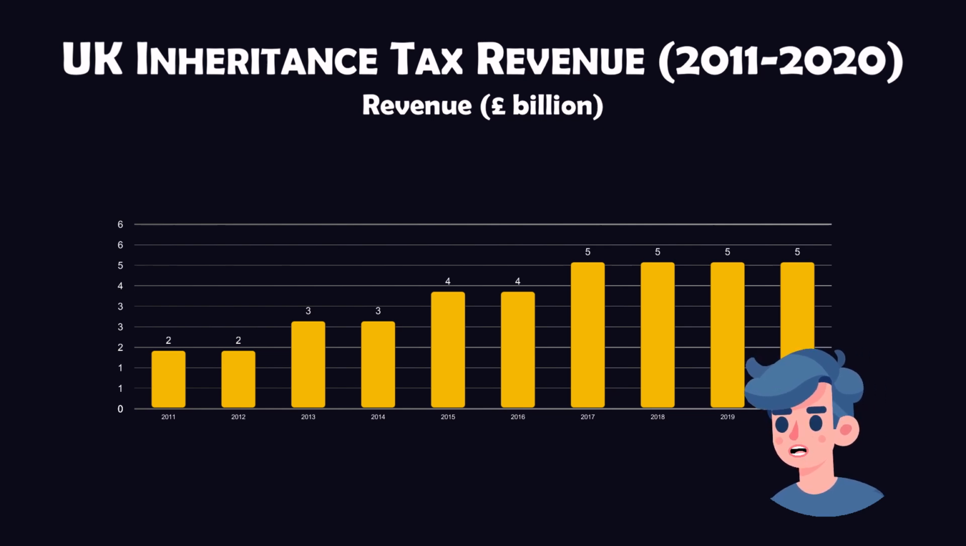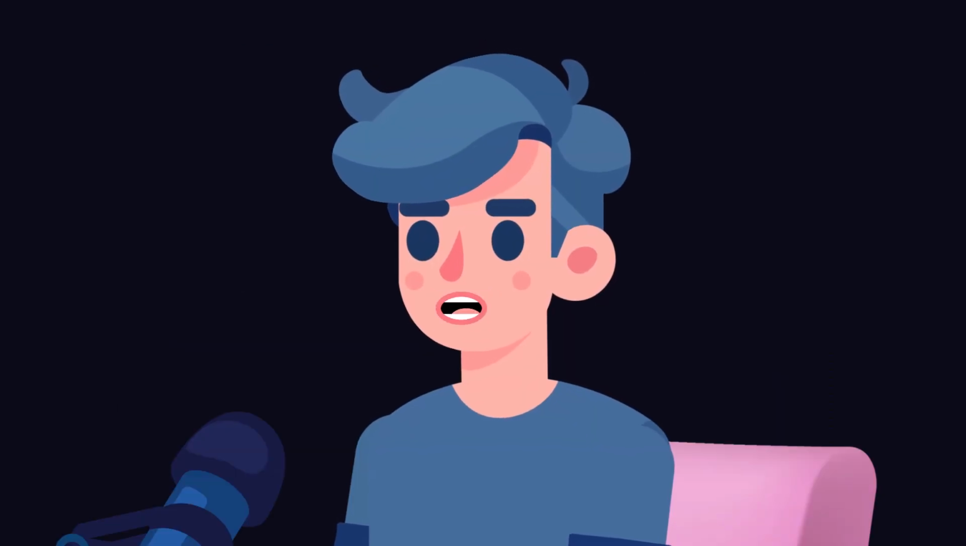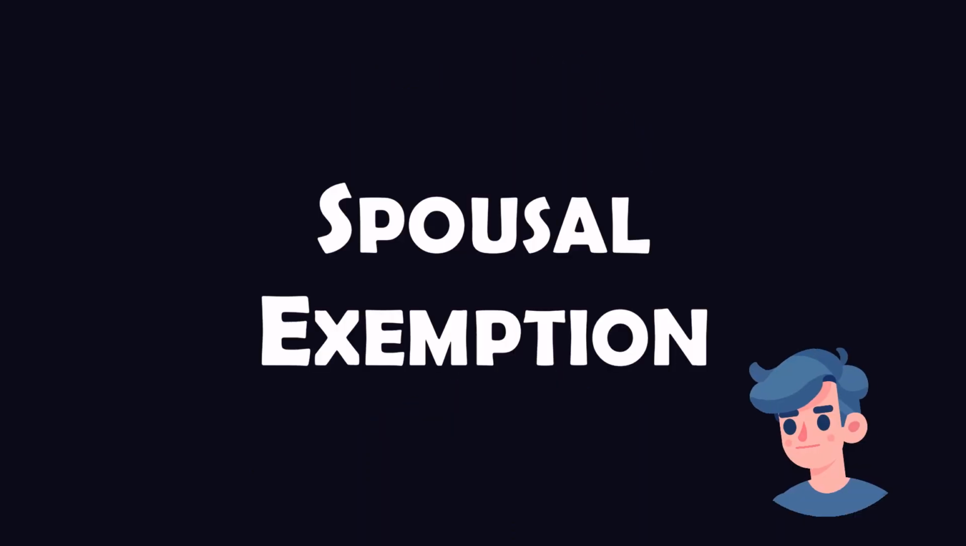Now, let's examine some data. Here's a bar graph displaying inheritance tax revenue collected by the UK government over the past 10 years. As we can see, there has been a steady increase in inheritance tax revenue, reflecting rising property values and legislative changes over time.